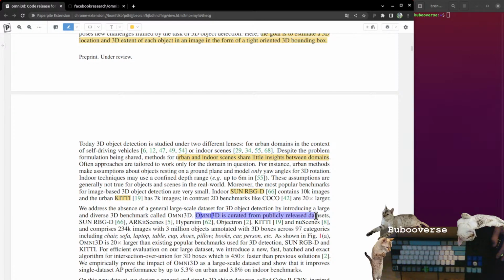Omni3D is curated from publicly released datasets: Sun RGBD, ARKit Scenes, HyperSim, Objectron, Kitty, and new scenes. This is their fast, batched, and exact algorithm for intersecting over union for 3D boxes. So this actually seems pretty big, right?